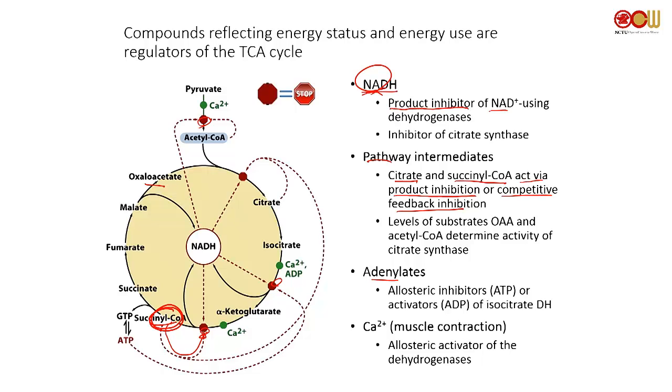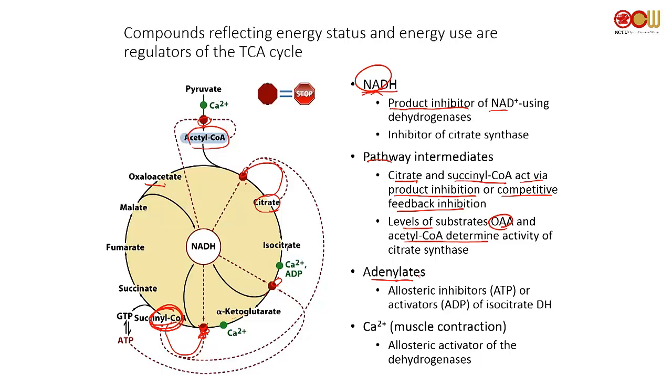I'm already full. Okay? And then if the TCA cycle is stopped, then all of this will get stopped, and you have citrate, which can feedback inhibit the step from oxaloacetate to citrate, and then you will not use acetyl-CoA. So also the level of substrates oxaloacetate and acetyl-CoA can determine the activity of citrate synthase. Okay, so it turns out citrate synthase can actually be activated by acetyl-CoA and by oxaloacetate. Okay, we can turn on the activity.